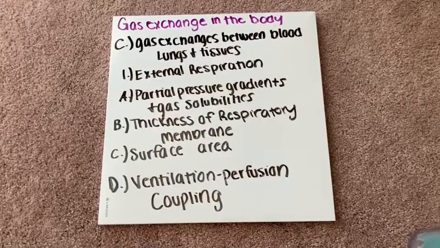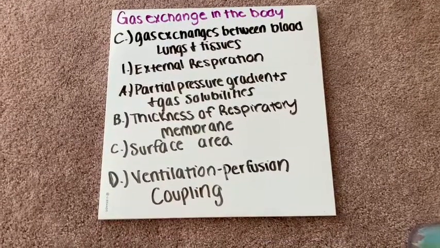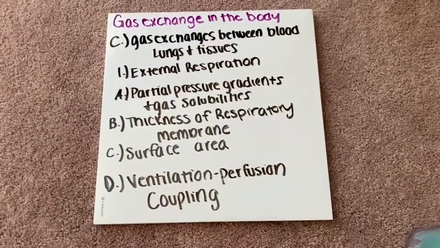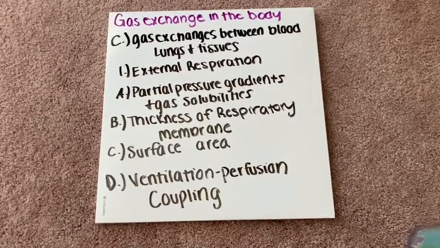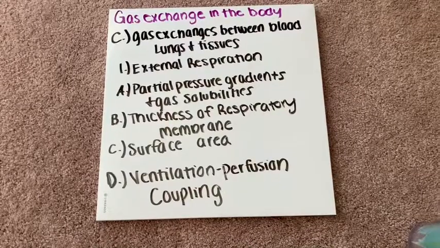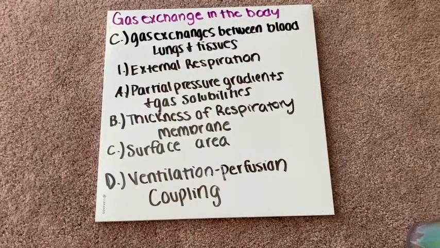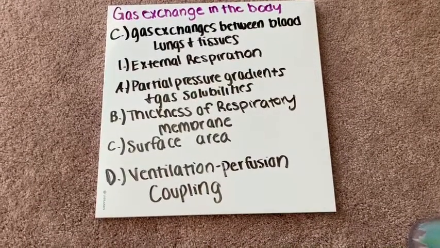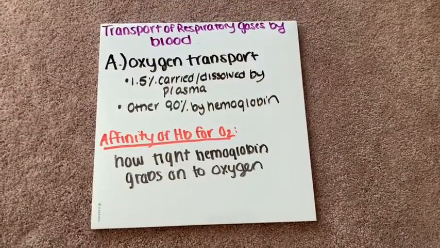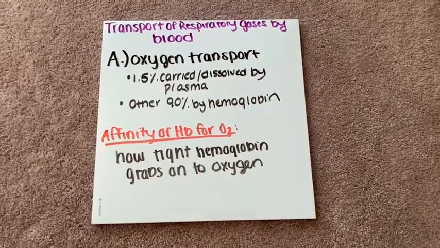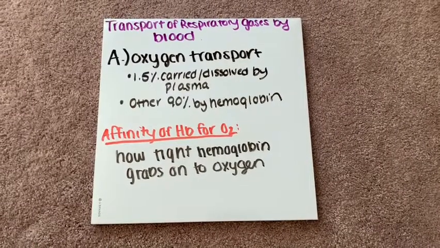The next is surface area. Greater surface area equals more diffusion. And last, ventilation-perfusion coupling. For optimal gas exchange, there must be a close match between ventilation and perfusion. There are 2 types of transportation for respiratory gases by blood. The first being oxygen transport.